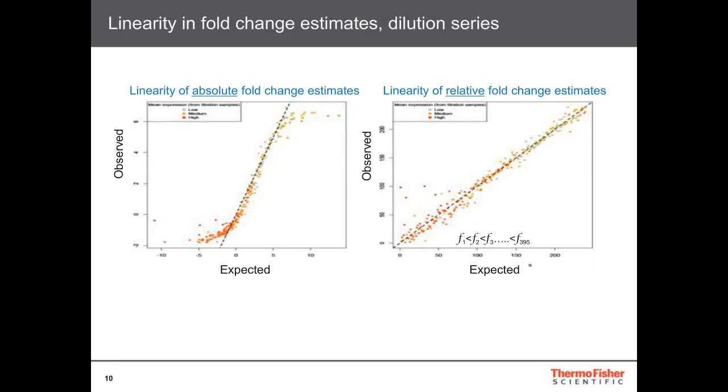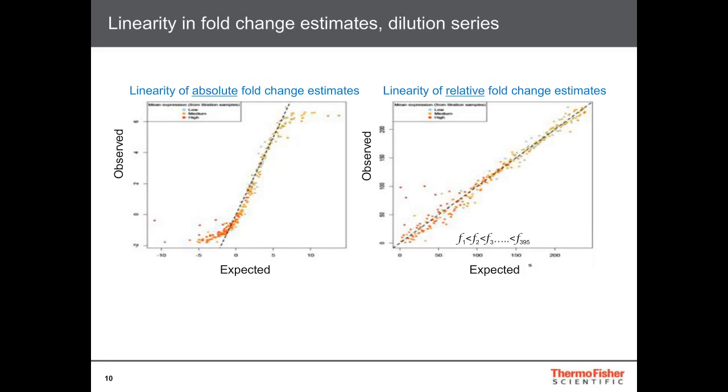Another technical study that we did was a dilution series. So we took 2 samples expected to have different levels of gene expression for these 400 genes and did a serial dilution. We diluted them into each other so that the samples were present at different ratios. From that study, we can predict the relative and the absolute differences in expression between the different samples of the dilution series. This plot shows you on the left the absolute fold change estimates observed versus expected, and on the right, the relative fold change estimates observed versus expected.